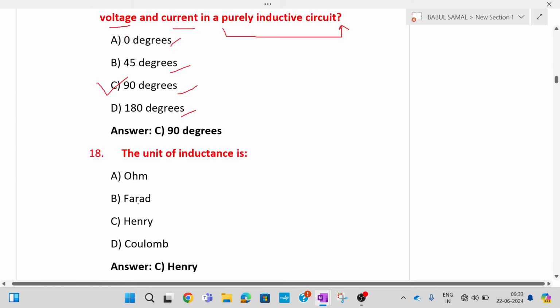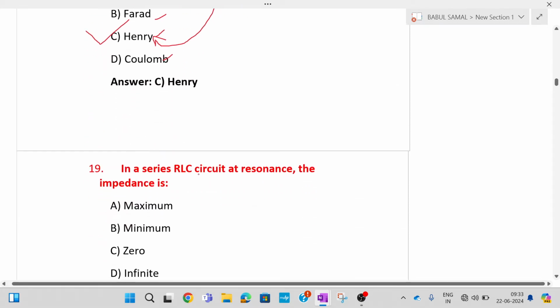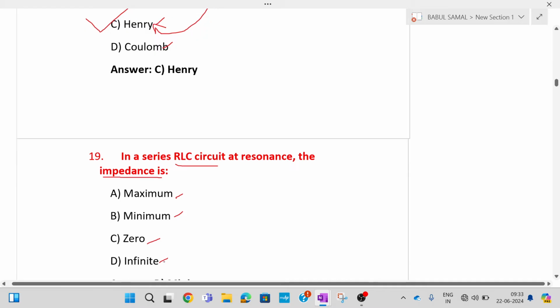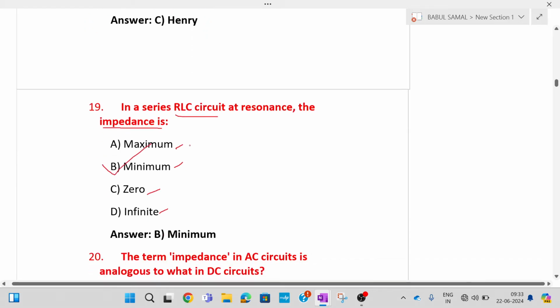Next question: the unit of inductance is very important. Ohm, farad, Henry, coulomb. So the unit of inductance is Henry. Option C will be correct. Next question: in a series RLC circuit at resonance, the impedance is: maximum, minimum, 0, infinite. So the correct answer is B, minimum. In an RLC circuit at resonance, the impedance will be minimum. Option B will be correct.